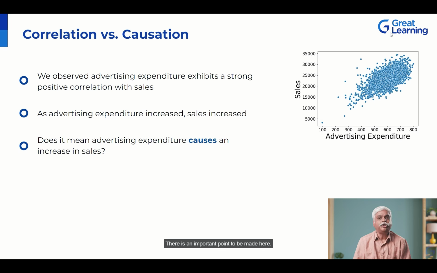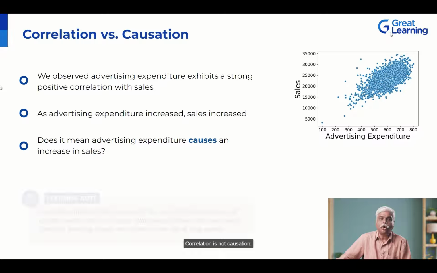There's an important point to be made here. In the formula, as pointed out, there was no distinction between x and y. The correlation between x and y is the same thing as the correlation between y and x. What does that mean? It means that correlation is not picking up the fact which is an input and which is an output. It is not telling you that if advertising increases, sales increases. It may just as well be telling you that if sales decreases, advertising decreases.